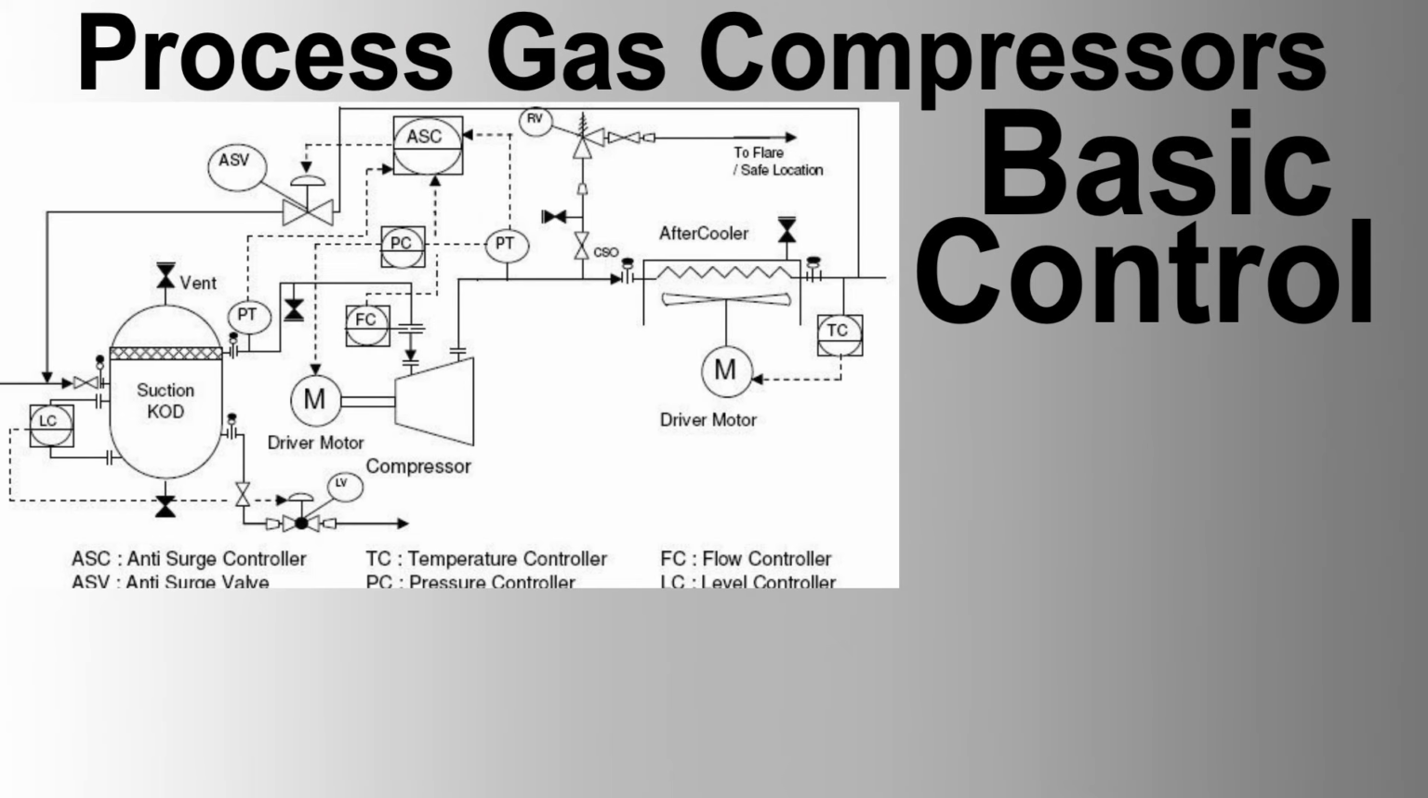1. Suction pressure control loop. Purpose: to maintain a stable suction pressure to the compressor, ensuring efficient and safe operation. Components: pressure transmitter, PT, measures the suction pressure of the gas entering the compressor. Controller, PID, processes the pressure signal and determines the necessary adjustments. Control valve, CV, regulates the flow of gas to maintain the desired suction pressure.